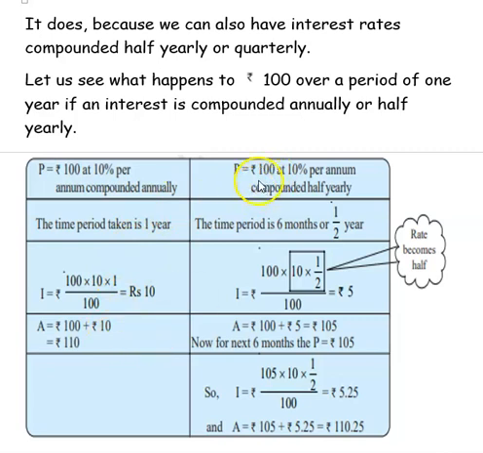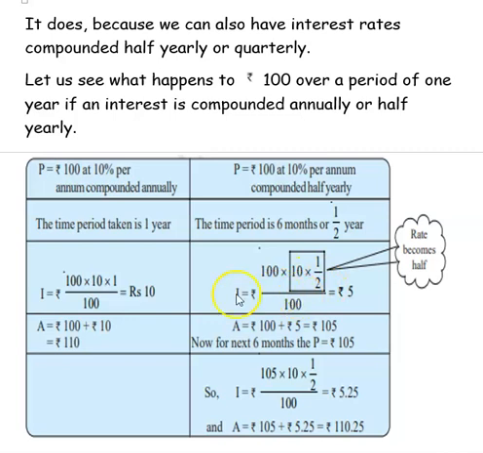So in this case we are taking the same principal ₹100 and the same rate of interest 10%. But here we are going to do compounded half yearly. So we are going to find the interest for half of the year, that is 6 months. Now the time period is 6 months or half year, and we are going to apply the same formula. Interest equal to principal into rate of interest into number of years.